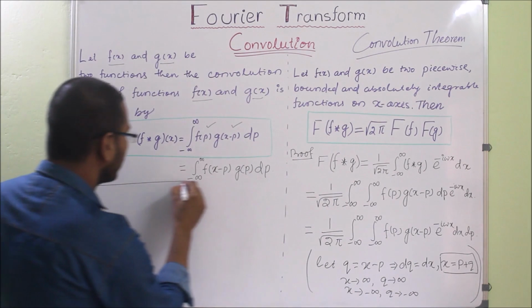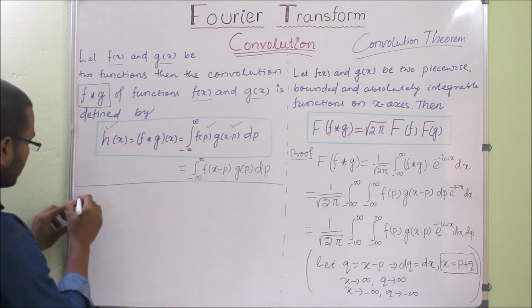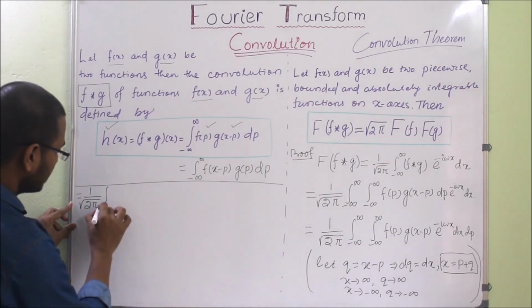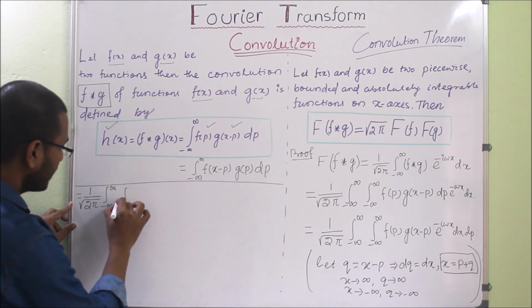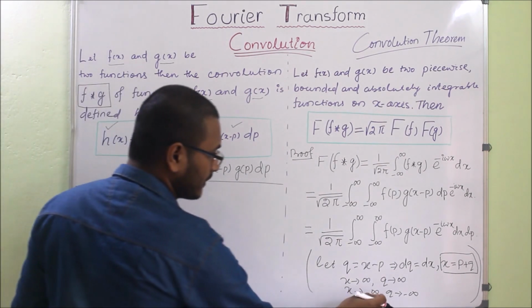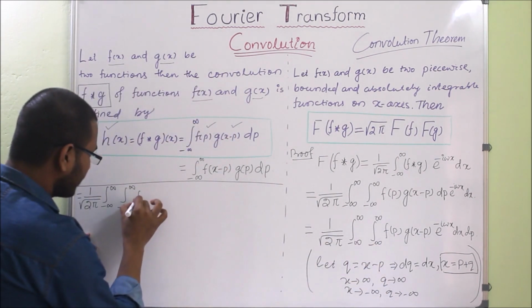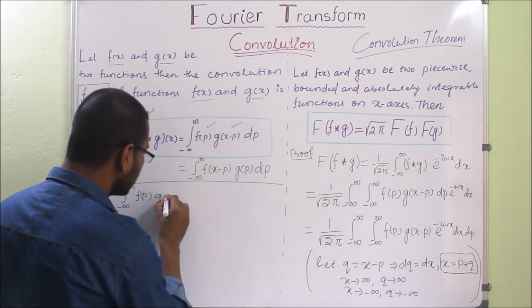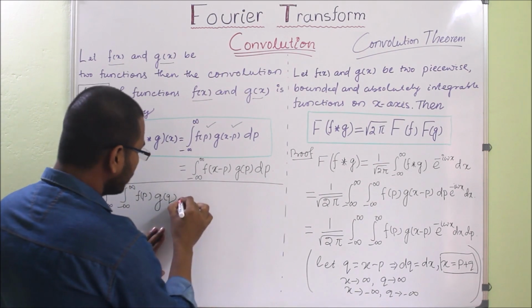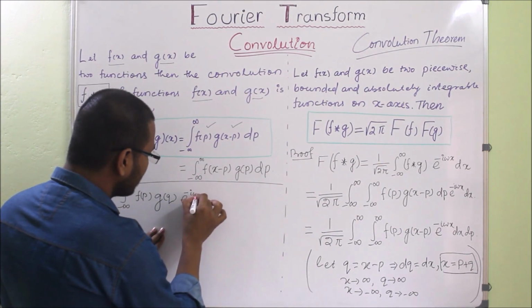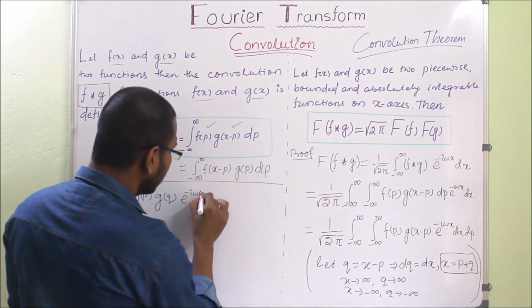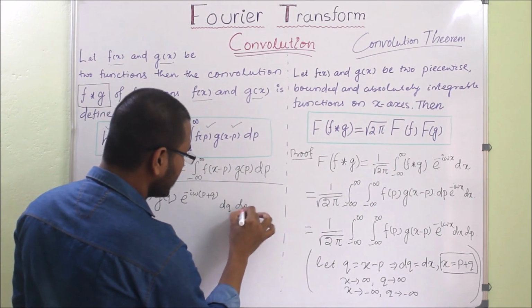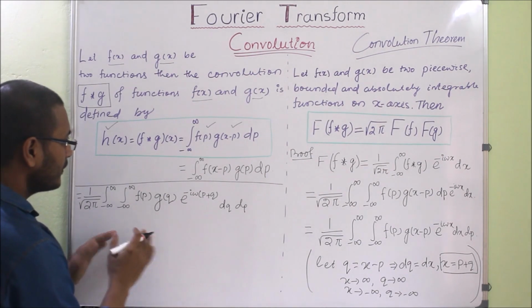Now we will use this information and replace it in this integral. So what will happen? Now it will be 1 by square root of 2 pi, whole into integration from minus infinity to infinity for p, minus infinity to infinity for q, that we have just found out. Then f of p, g of what? In place of x minus p, it will be g of q, into e to the power minus iw, and in place of x we write p plus q. Then dq dp. Clear?